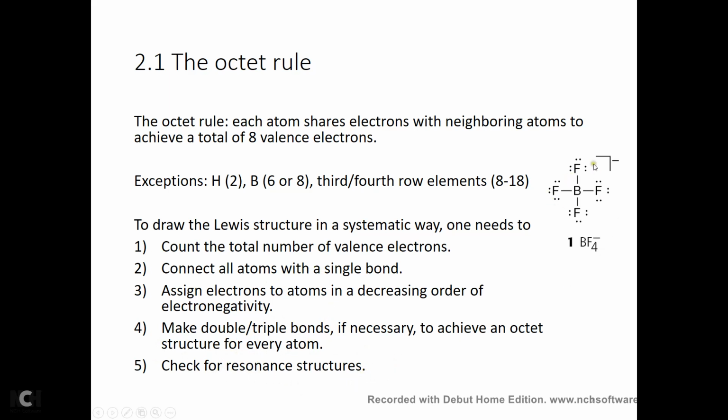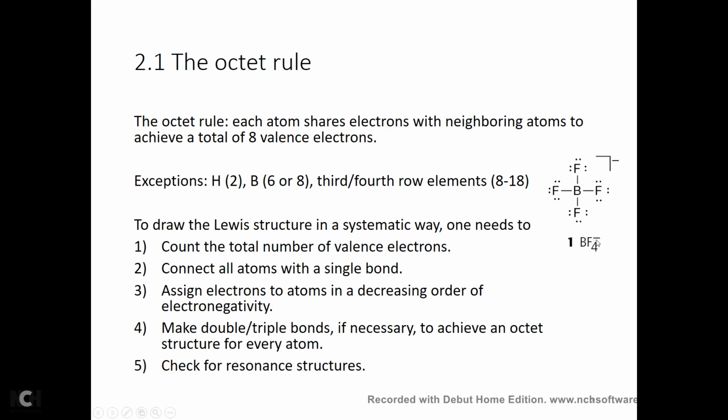Let's use this as an example. In total, we have 32 valence electrons: 3 from boron, 7 from each fluorine, 1 from this negative charge. 3 plus 28 plus 1, that's 32.